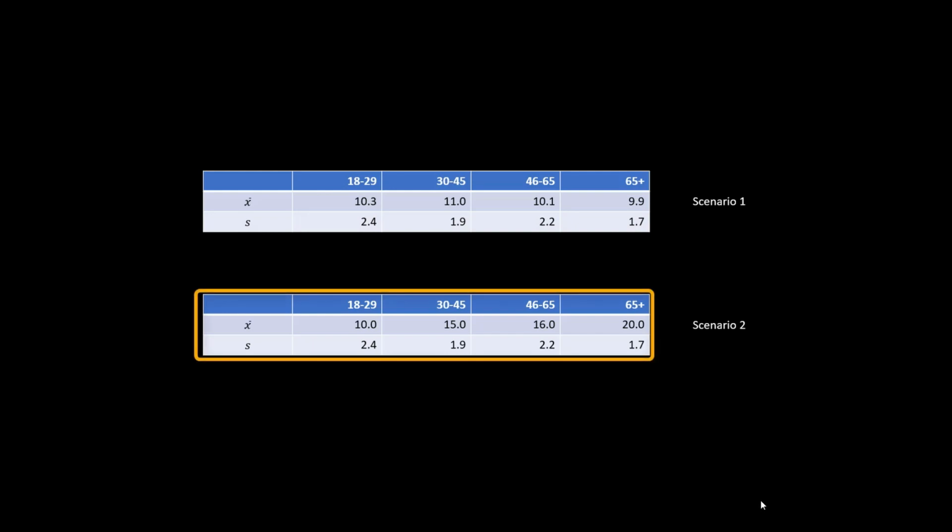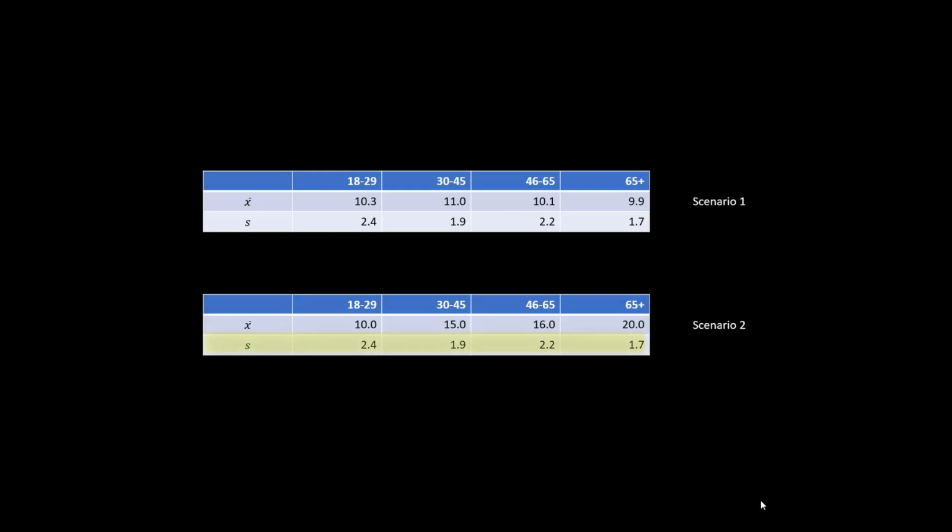Now look at scenario 2. Here it appears that there are differences in the mean scores. Are they statistically significant? Look again at the standard deviations depicted in scenario 2. The standard deviations within the groups are all similar, but clearly there's a good deal of variation between the groups. This is what is at the heart of analysis of variance. So what do we do with these between group variances and these within group variances?